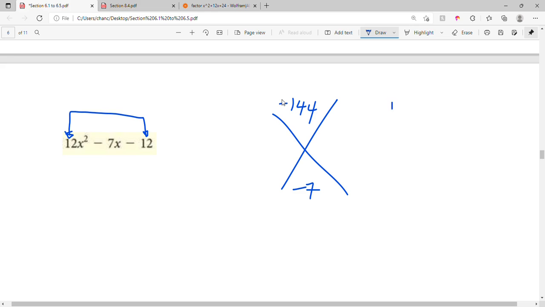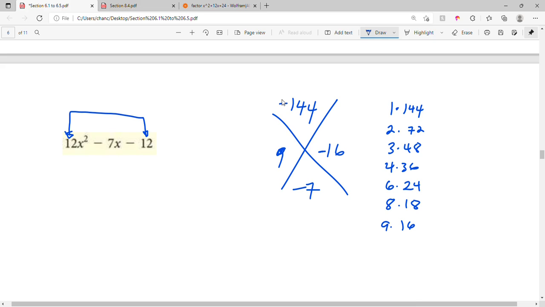Again, I can make a list. 1 times 144 doesn't work. 2 times 72 doesn't work. We'll keep going. 3 times 48 doesn't work. 4 times 36 doesn't work. 6 times 24 doesn't work. 8 times 18 doesn't work. 9 times 16, that one does work. We have a 9 here and a 16 here. So which one has to be negative? Well, it's the negative 16.